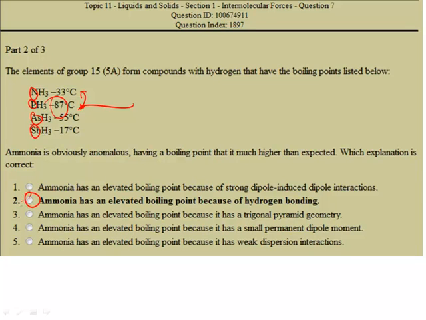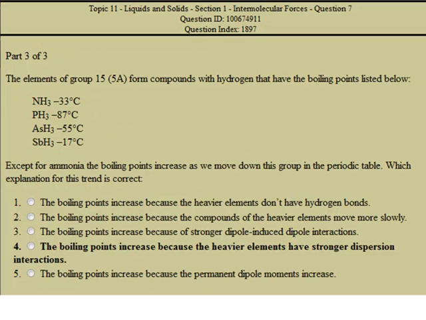So when you come to this, ammonia has an elevated boiling point because the hydrogen bonding should be the correct answer, but I'm not seeing that in their data. Let's look at the next slide and see if they've fixed that. No, they haven't in part 3.